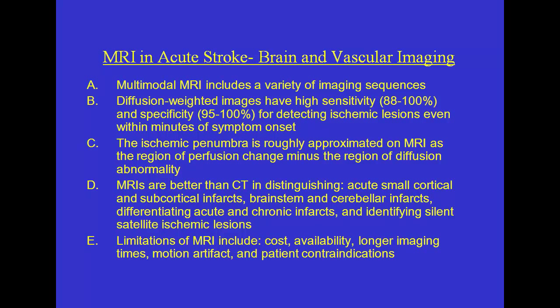MRIs are better than CT in distinguishing certain types of stroke: acute small cortical strokes, small subcortical strokes, brainstem and cerebellar strokes, and in differentiating acute and chronic infarcts. And sometimes identifying little satellite ischemic lesions. Sometimes you think it's all in one area, but actually they've thrown a shower of emboli. The limitations of MRI are obvious: cost, availability, longer imaging times, motion artifact, and patient contraindications.